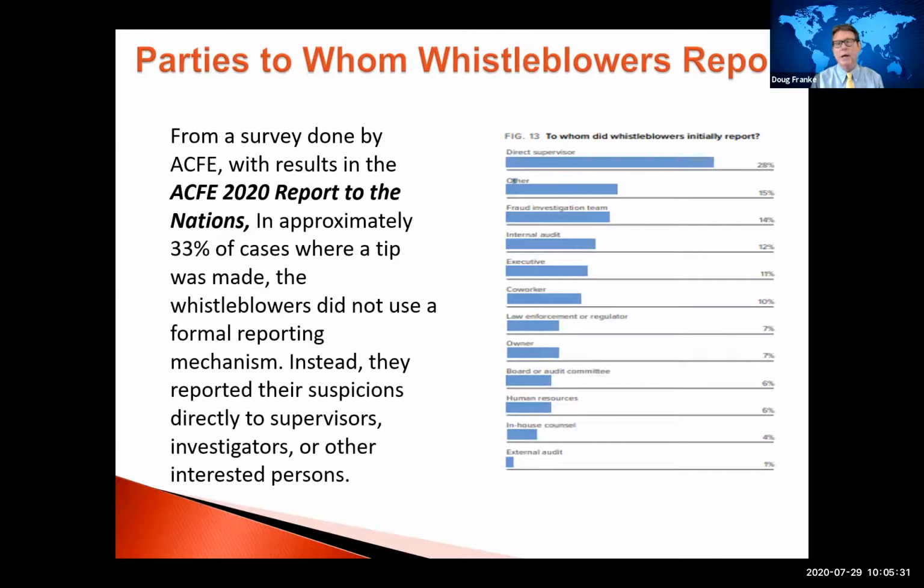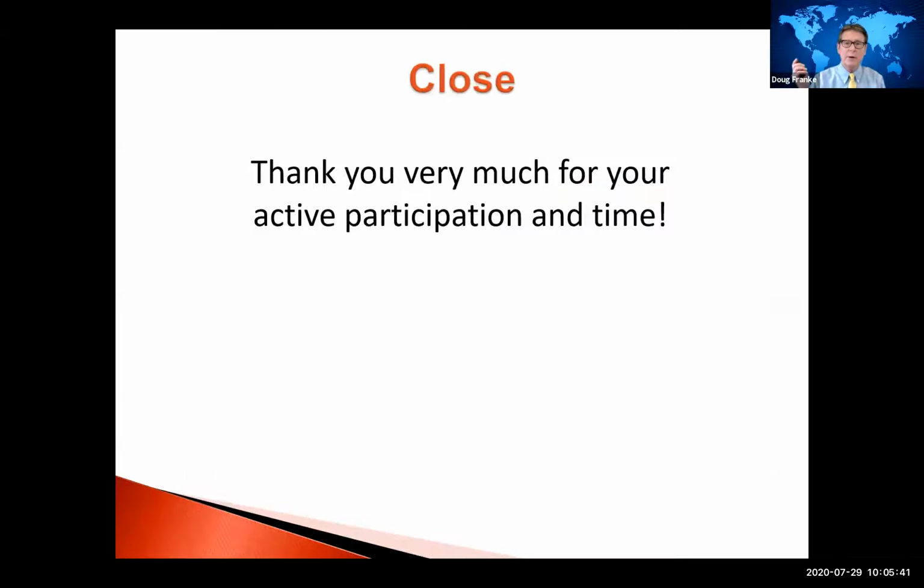And of course, whistleblowing should be. You should have whistleblower protections. It's anonymous, okay? And then the fraud investigation team, and then internal audit and executive. So most of these are actually not going to the right places, which Heinrich will talk about. Okay, so at that, I'm going to stop here and let Heinrich take over.